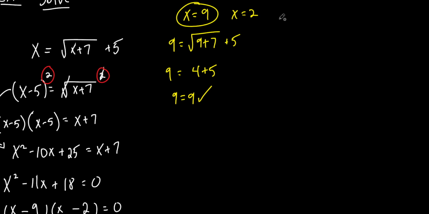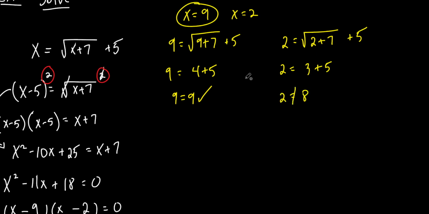Let's try x equals 2 and see if that works. So let's put a 2 in for this. 2 equals the square root of 2 plus 7, plus 5. What's this going to be? 2 plus 7 is 9. The square root of 9 is 3, plus 5. Did I do something wrong? I don't know. So does 2 equal 8? Of course not. So can I circle x equals 2? No, because it doesn't work.